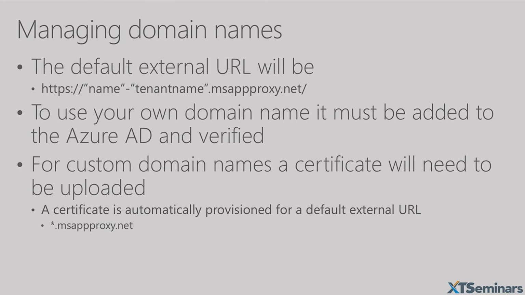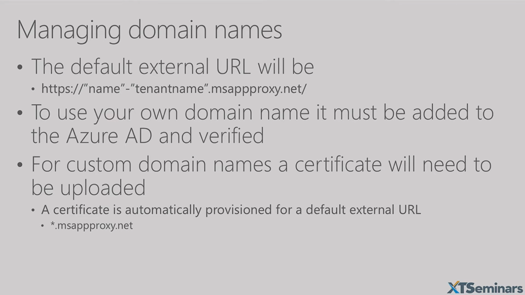So I haven't actually talked about the external URL yet. Well, you get an automatic default external URL. It's the name of the application, which is unique within your tenant. But remember, this is now a public URL that needs to be unique everywhere. Right? So what it does is it takes the name and then tacks on your tenant name. And your tenant name is whatever you decide when you create your directory.